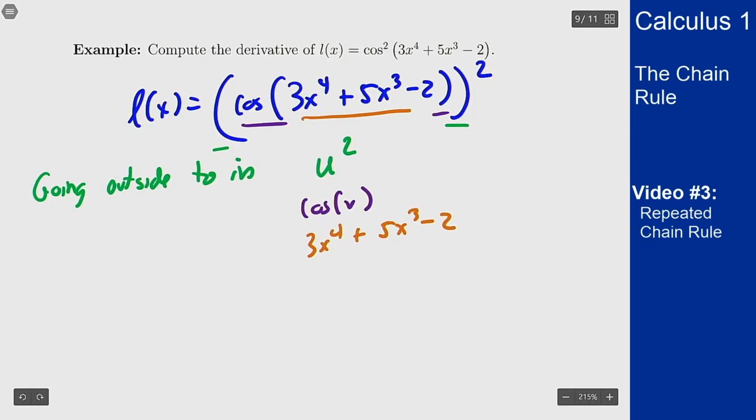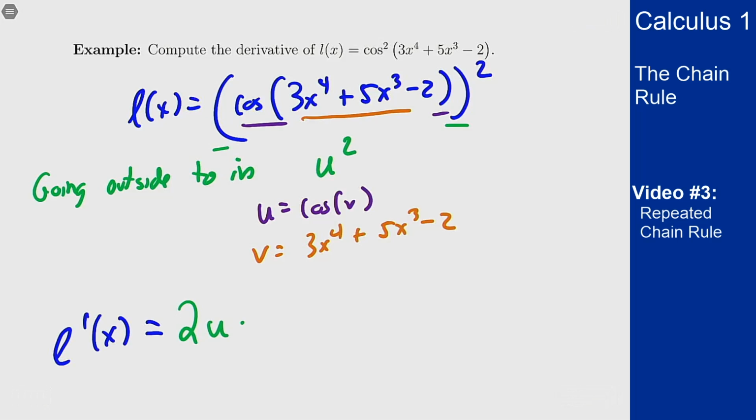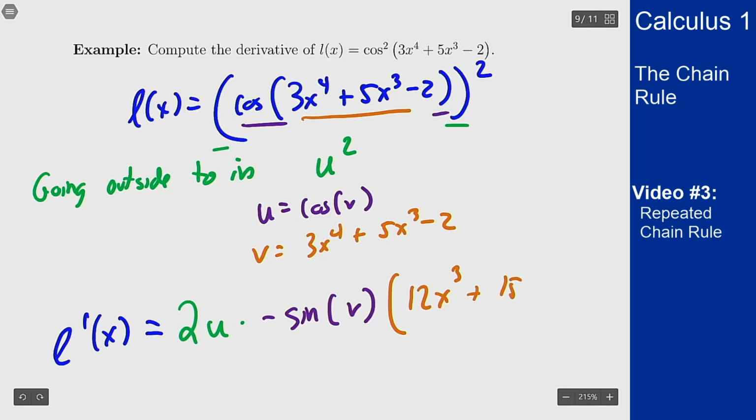This has three functions built into this, which means I'll need to apply the chain rule multiple times to get this answer. So I see u squared, I have u, which I want to set equal to cosine of v, and then I have v, which equals this polynomial. Let's find this derivative. Start from the outside, we see a u squared, that should be 2 times u, times the next inside part, shrinking down a little further, is now a cosine function. The derivative of cosine is minus sine of v. And then one step inside of that, I see the polynomial. So that derivative is 12x cubed plus 15x squared.